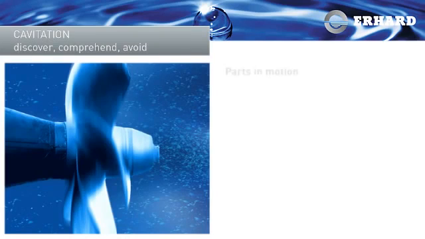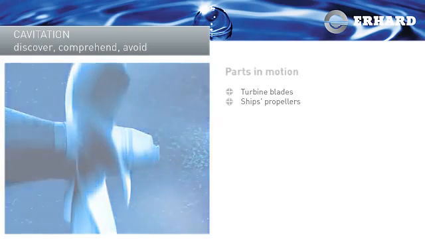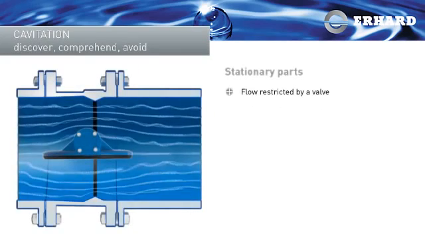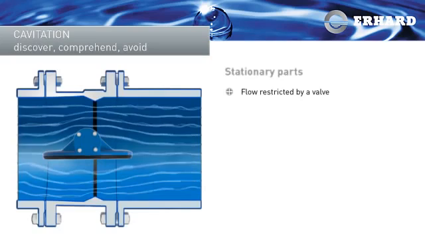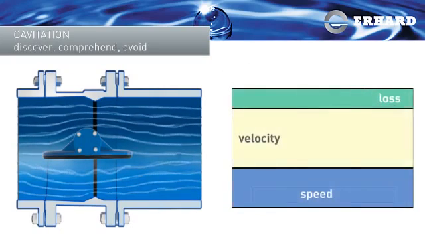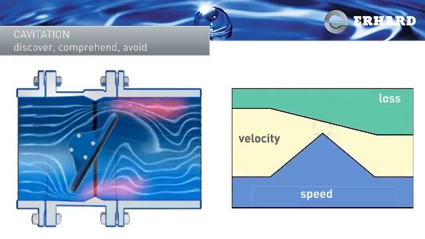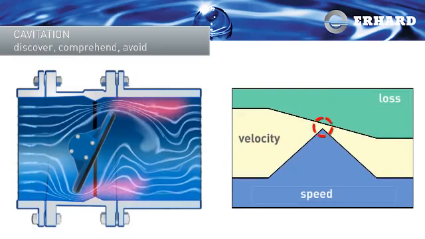Cavitation, for example, can occur in turbine blades or ships' propellers, but stationary parts are also affected by it. For example, if the cross-section of pipes is suddenly constricted, or if the flow is restricted by a valve. Strong velocity conversions are generally the cause of the pressure changes, which initiate cavitation.